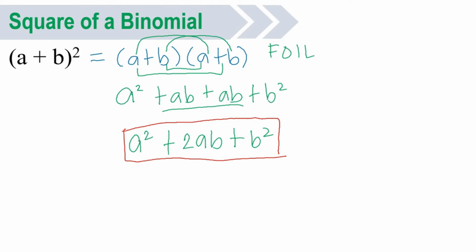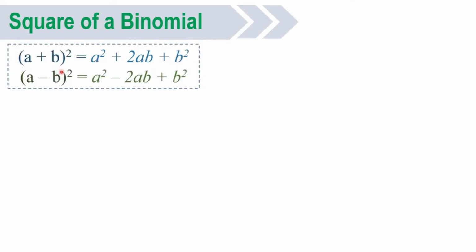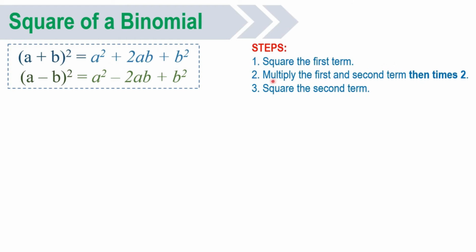Just observe the pattern that we have obtained from our answer. The first term is just the square of our first term. Then the last term is the square of our last term. And for the middle term, you just have to multiply the first and last term times 2. It means that every time you encounter a binomial that is raised to 2, you just have to follow this pattern, or just look at the steps.